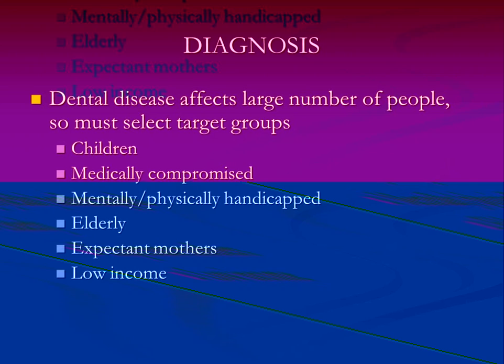Kiddos, our low-income people, and our racial and ethnic minorities are all more prone to have dental caries and untreated dental caries. So those are the target groups that we would want to really focus on as opposed to our elderly population or our medically compromised population.